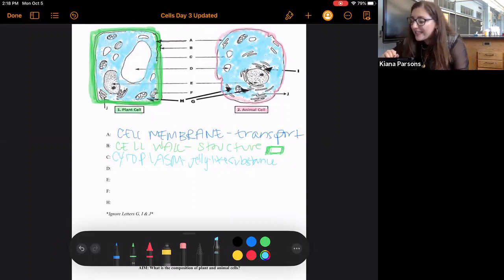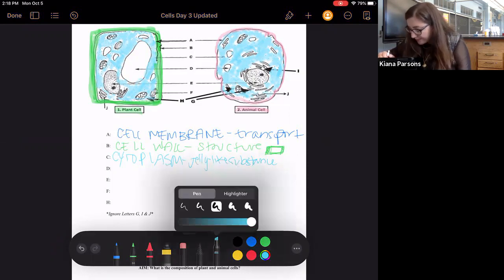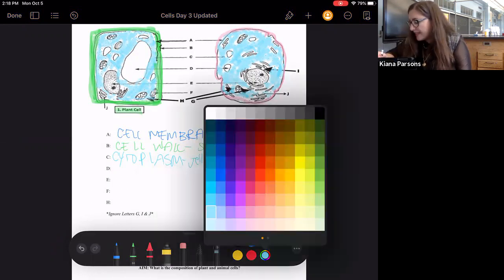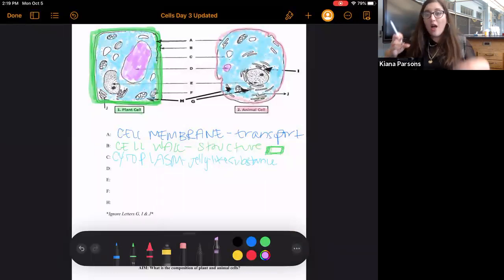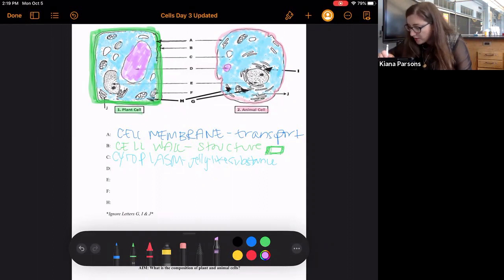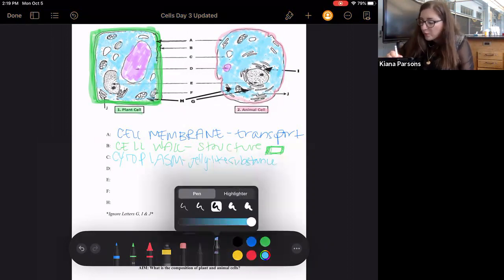And now we're looking at letter D, and letter D is showing us an area that is larger in the plant cell, but is present in both plant and animal cells. And that area is called the vacuole. So you can see here in plants, it is a large space, and in plants, we call that the central vacuole. But in animal cells, they still have these little spaces that are called vacuoles. They are just smaller.